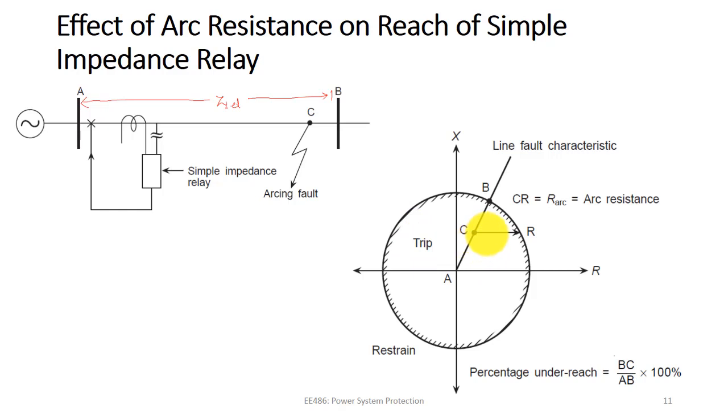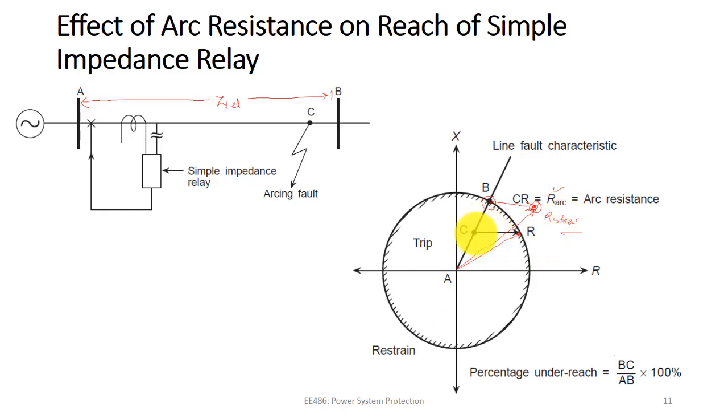Now for the arcing fault, if the fault happens at point B, then your net impedance will be somewhere here, right? But as the fault is happening at point C, it is exactly coming to here. That means your arcing resistance is added to the impedance, so that will give us the net impedance here, right? So if the arcing impedance happens here at bus B, then your net impedance happens to be here. That means it is lying outside the trip region.